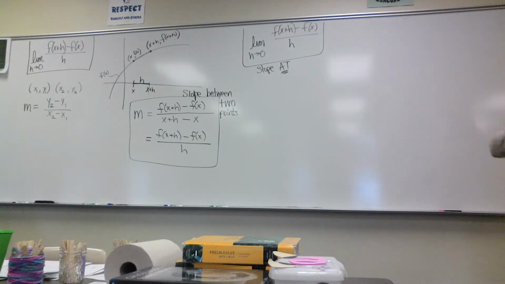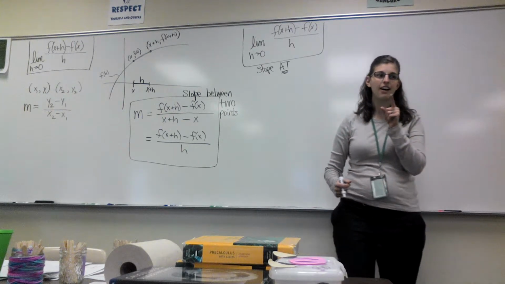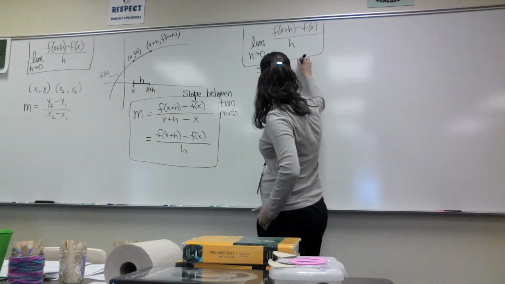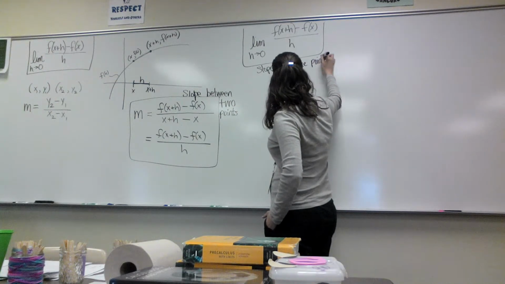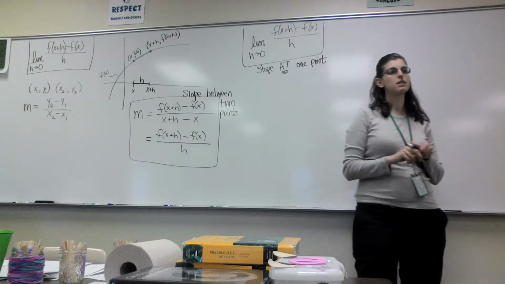If you want to find the slope over a course of time, then you would use algebra 1. If you want to find the instantaneous rate of change, that's requiring calculus. Okay, so the slope at 1 point. Because you want the distance between the 2 points to be nothing.